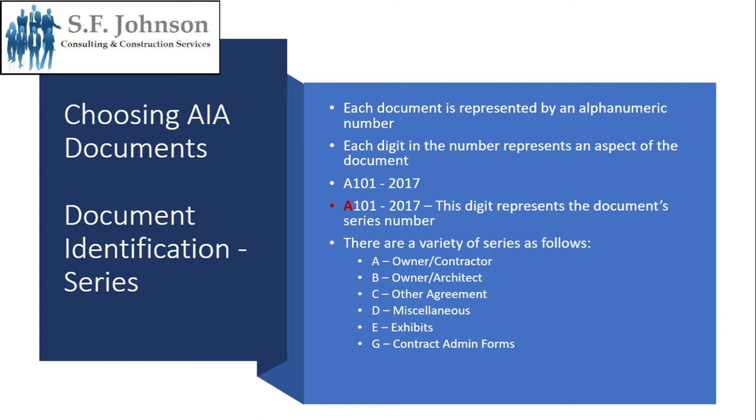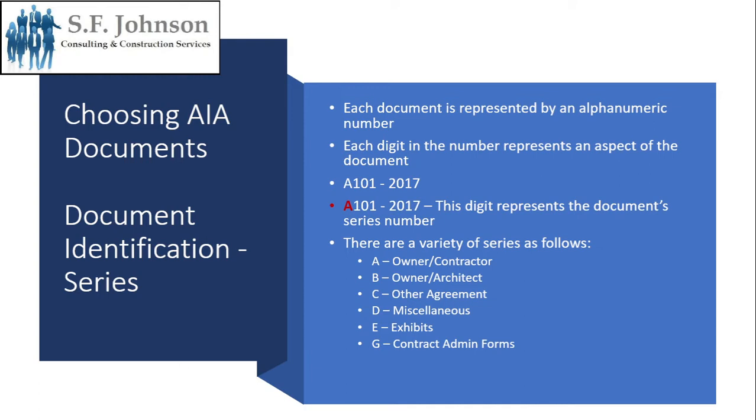And in this small recording, you will be identifying different document types. When you want to choose a document type, you have to be able to identify it by number, or at least know what the numbers represent. Each of the documents is represented by an alphanumeric number, and each of the digits represents an aspect of the form, and it's important to be able to understand that. So in this class, we'll be going over a typical project number and breaking it down.